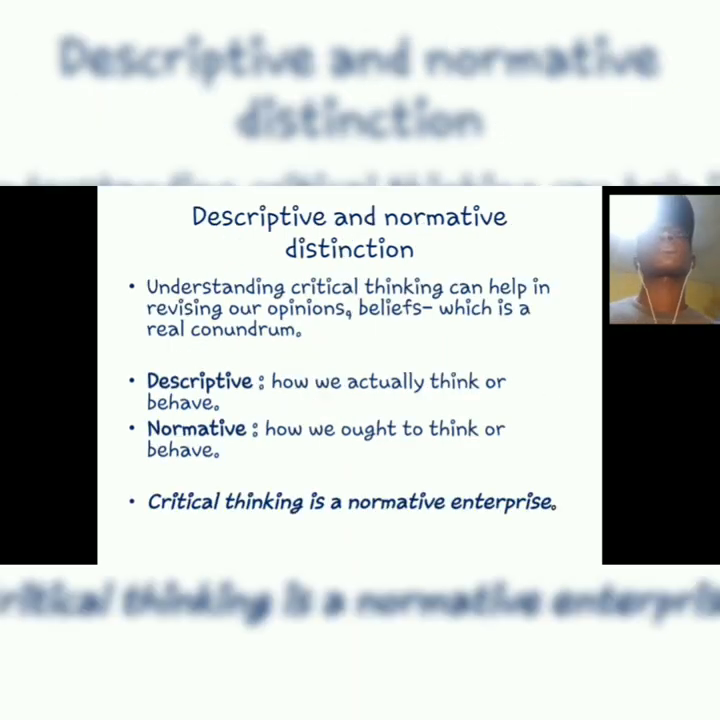Now, we all have things we believe in. Yes. And in our part of the world, it is not easy to revise our opinions or beliefs. Some of us are used to saying that I've been doing this from infancy. How can I change it? So it becomes a real conundrum when we are tempted to revise our opinions and beliefs. Now the question is, how can we do this in an intelligent and responsible way? The answer lies with critical thinking.